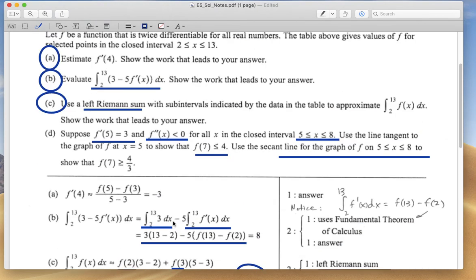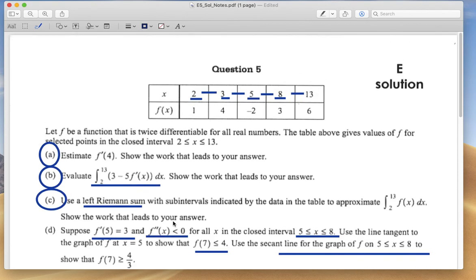You still did okay in terms of score. So that's the solution for E5.